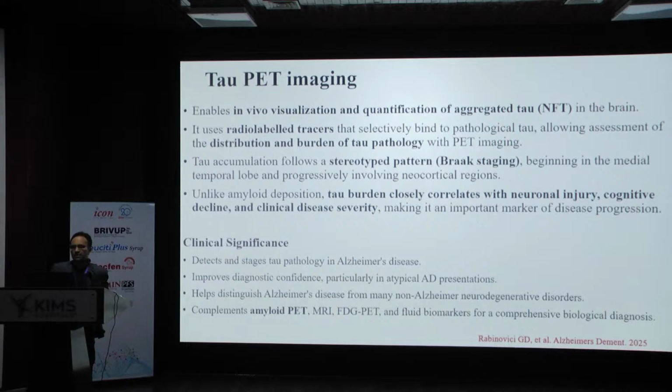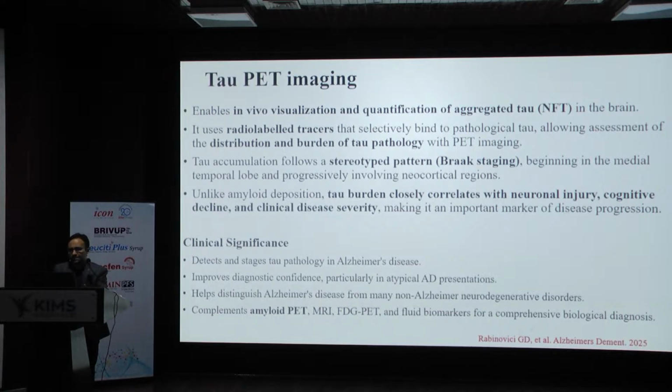This enables in vivo visualization and quantification of tau neurofibrillary tangles in the brain. Again, it uses a radiolabeled tracer that binds to the pathological tau, allowing assessment of the distribution and burden of tau pathology with this PET imaging. Now, this follows a stereotyped pattern, which is called the Braak staging, which begins in the medial temporal lobe and progressively involves the neocortical regions. In the amyloid PET, this is a reverse pattern. You have first neocortical involvement, and then finally it goes to the medial temporal lobes. Now, unlike the amyloid scan, tau burden correlates with the cognitive decline and clinical disease severity, making it a very important marker of disease progression. Now, what is the significance?